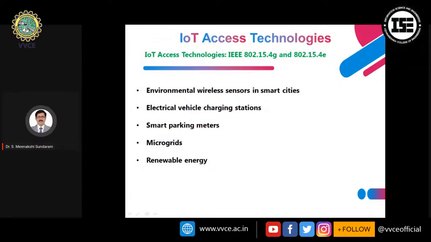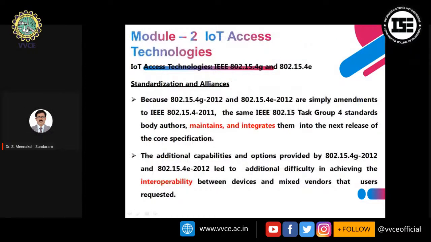We will see the other technologies, IEEE 802.15.4G and 4E, which are more suitable for environmental wireless sensors in smart cities, electric vehicle charging stations, smart parking meters, microgrids, and renewable energy. So this is 802.15.4G and 4E.